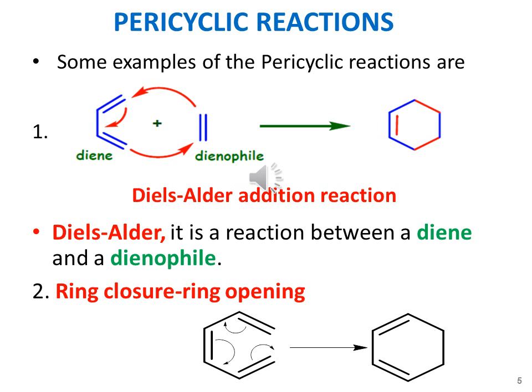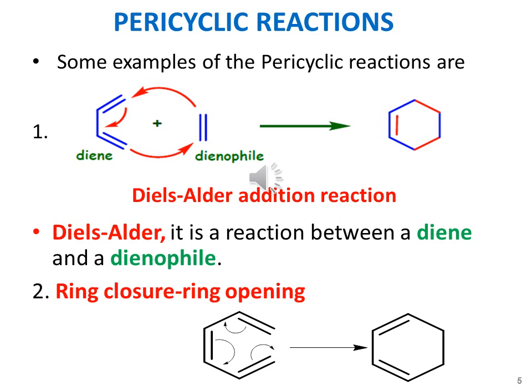So in example number 2, you may see that the pi electrons are moving in a closed circular manner and resulting in a cyclohexadiene. So a cyclohexadiene is formed. Here again, pi electrons are moving in a cyclic movement. In what direction are they moving? They are moving in the anti-clockwise direction.